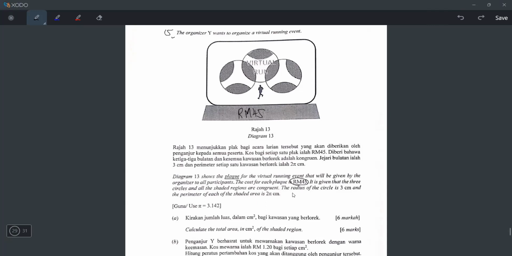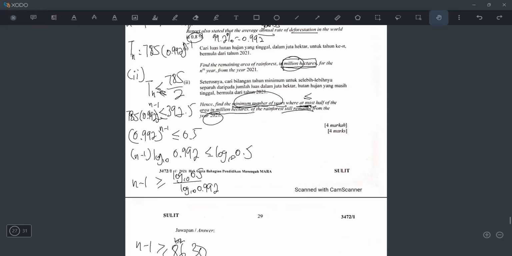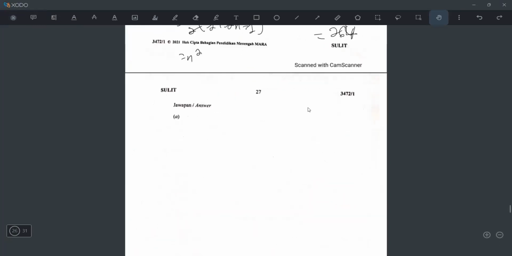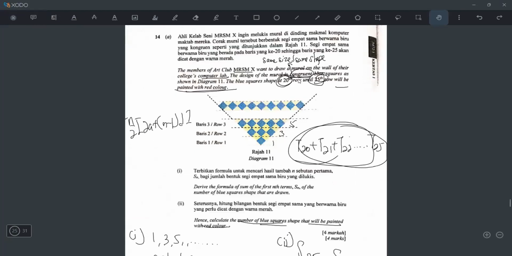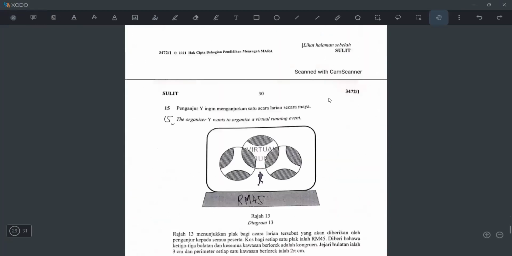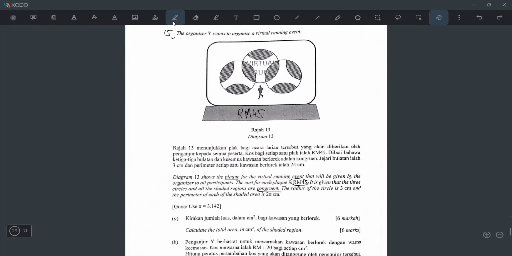Oh, congruent. Hey, just now you saw the word already, right? Congruent. Where is it just now? Here, you see the word congruent here just now. And I said already, congruent means same size, same shape. So it means all these shaded regions are the same size, same shape. It is given that the three circles are congruent, the radius of the circle is 3.